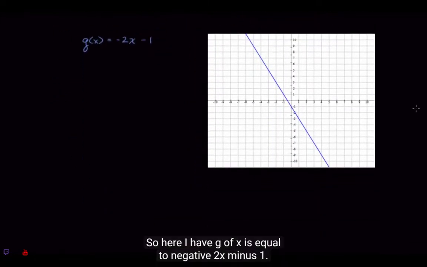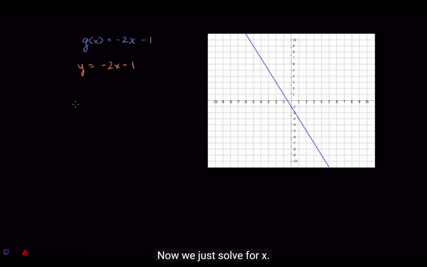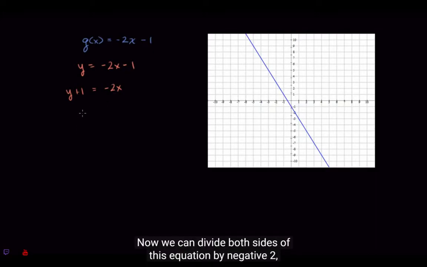So here I have g of x is equal to negative 2x minus 1. Just like the last problem, I like to just set y equal to this. So we say y is equal to g of x, which is equal to negative 2x minus 1. Now we just solve for x. y plus 1 is equal to negative 2x. Just added 1 to both sides.